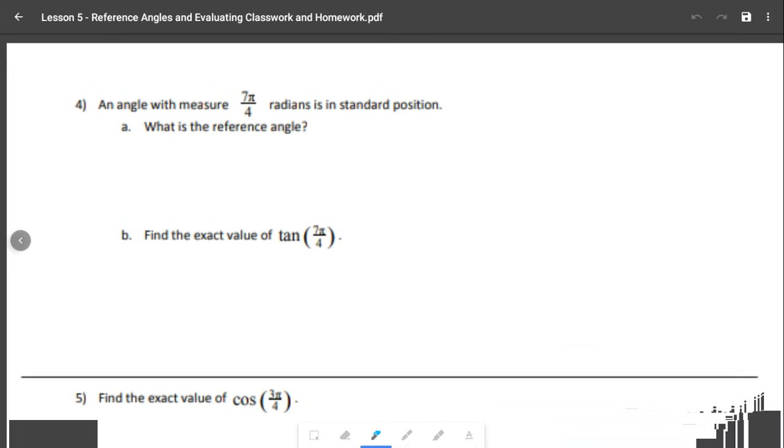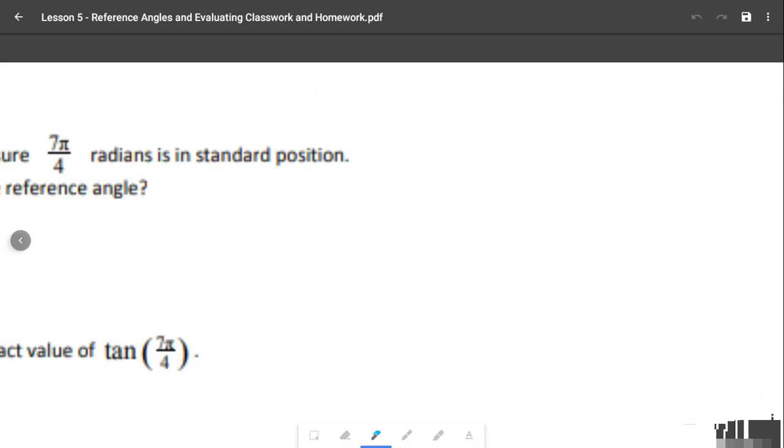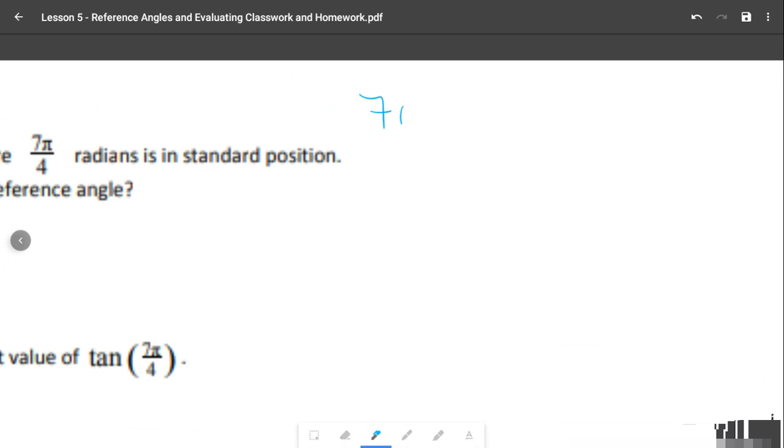Question 4. An angle with measure 7 pi over 4 radians is in standard position. What is the reference angle? So I'm going to start by converting this into degrees. So multiply by 180 over pi. So the pi's cancel. And you should get 315.